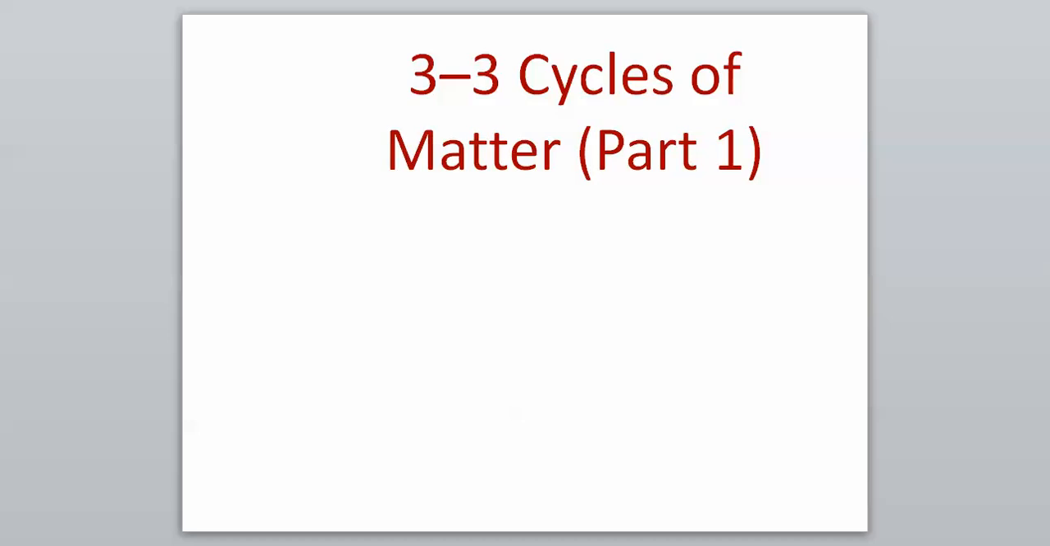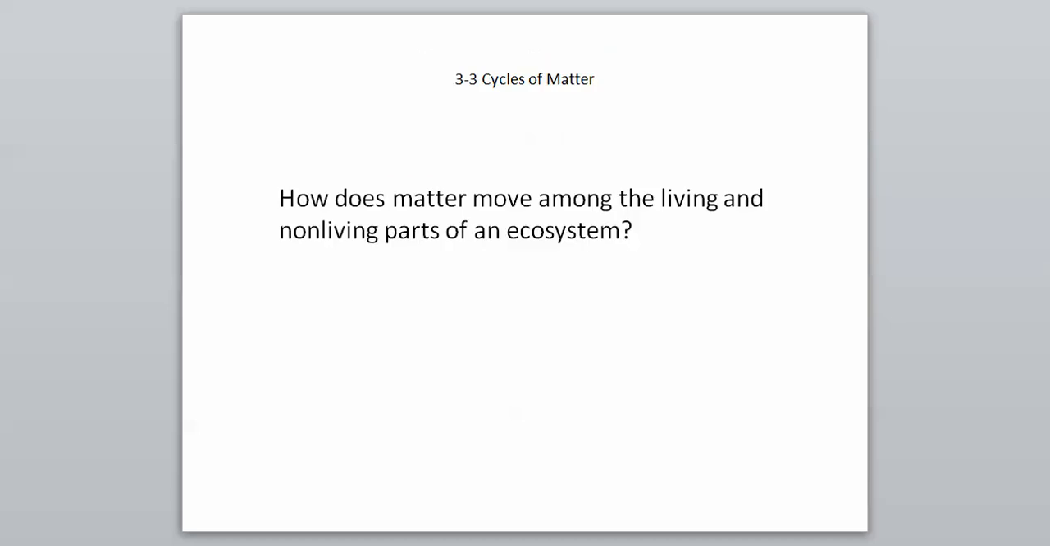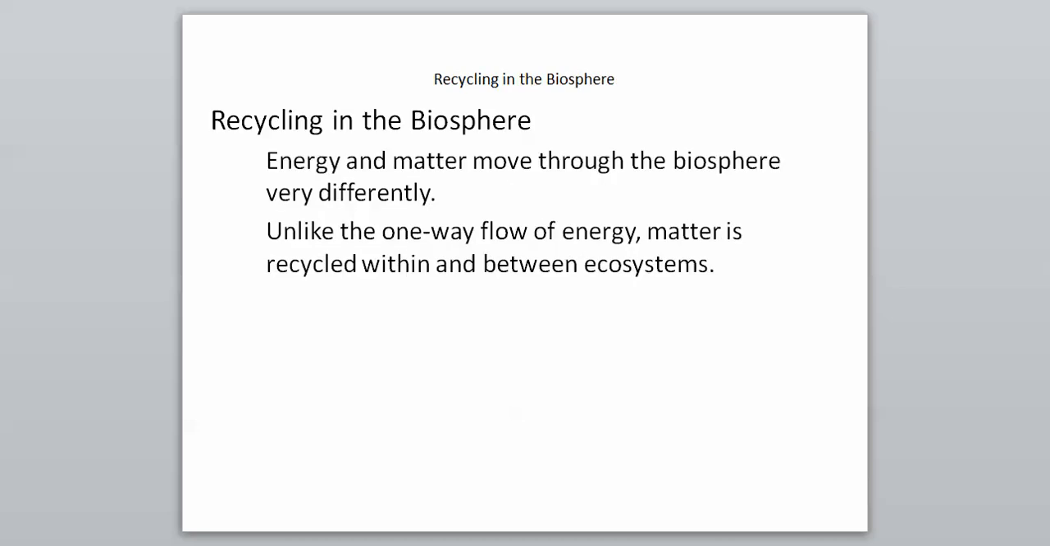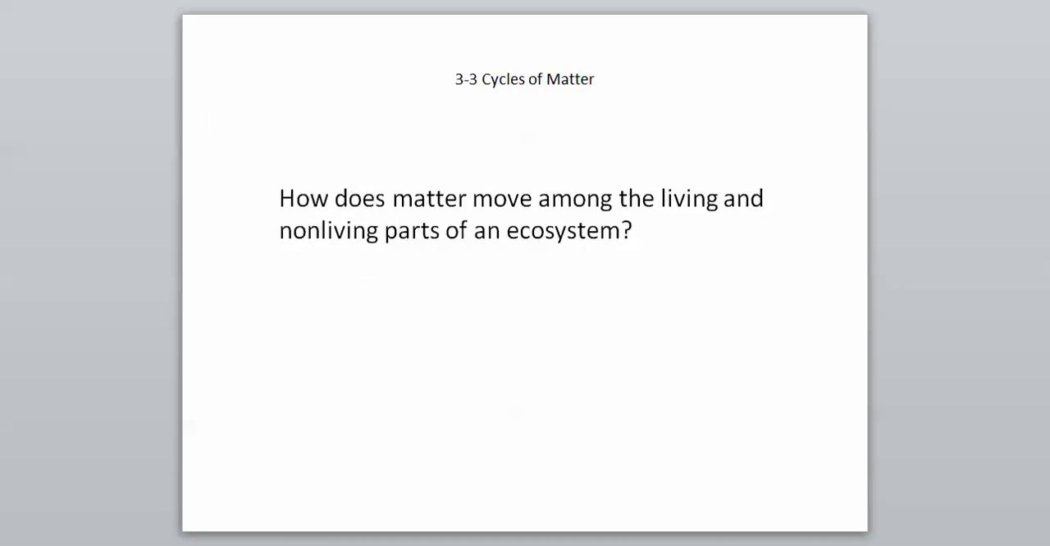Hello Bio. We're going to continue on with our last section in Chapter 3. The last section focused on how energy flowed from one step to another, one organism to another within an ecosystem. So now we're going to look at how matter is cycled inside our ecosystems. First, how does matter move among the living and non-living parts of an ecosystem? That's the big question. How do different things get from one part of an ecosystem to another, again focusing on the non-living and living portions?